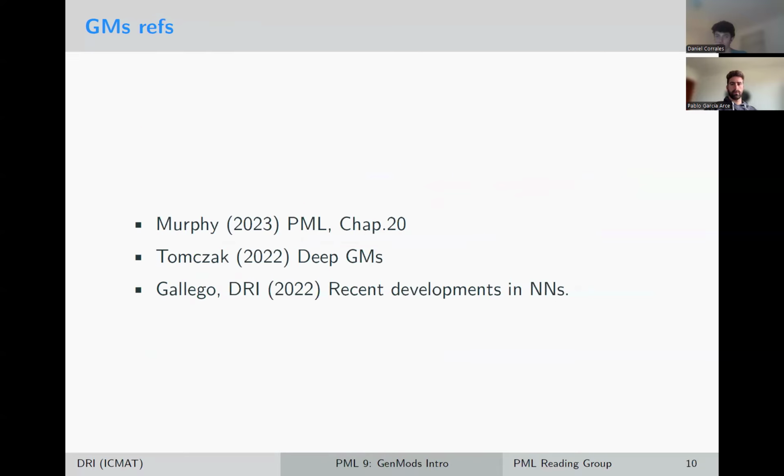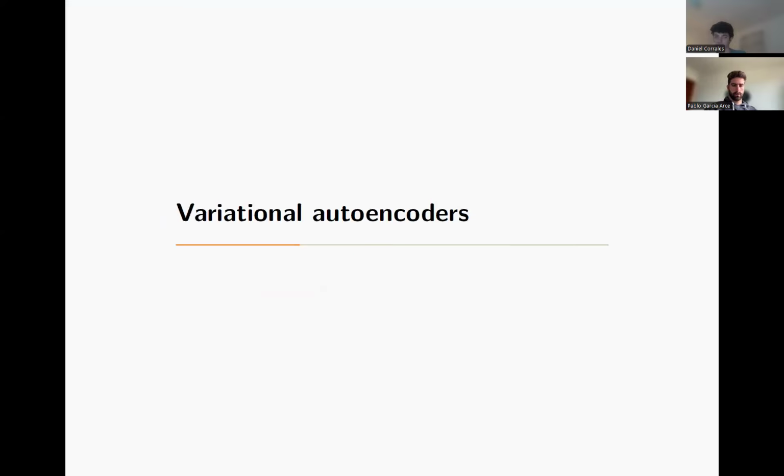Okay, so these are some basic references for this. Chapter 20 in Murphy's is an introduction. There's a book-length treatment by Tomczak, and there's this little paper which gets the basics of generative models as well. Okay, so that was the introduction to the introduction.